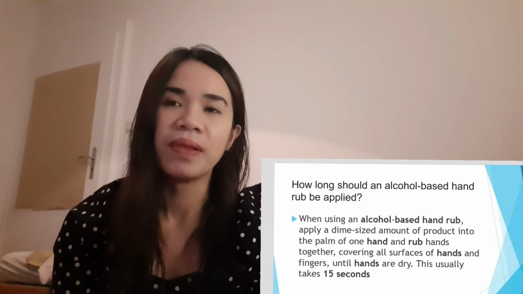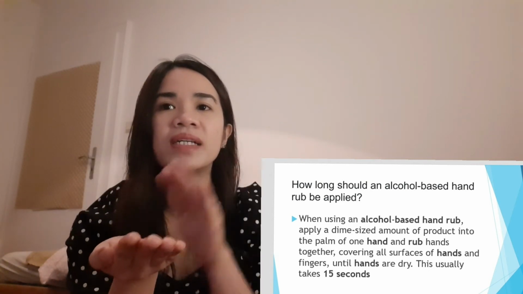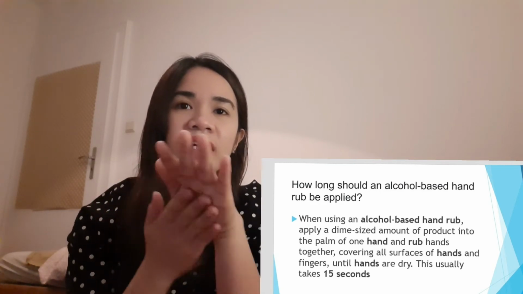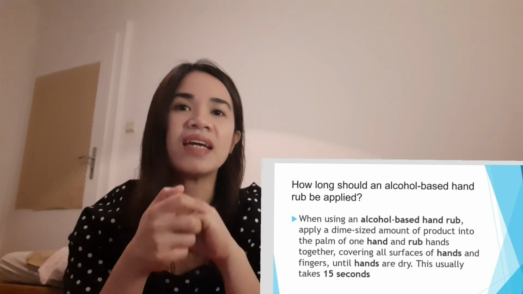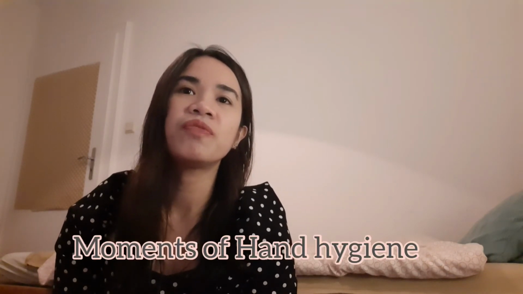So, how long should an alcohol-based hand rub be applied? When using an alcohol-based hand rub, apply a dime-sized amount of product in the palm of one hand and rub it together, covering all surfaces of hands and fingers until they are dry. This usually takes 15 seconds. So we rub all surfaces of our hands for at least 15 seconds when we are using alcohol. Next, we will go to the 5 moments for hand hygiene.